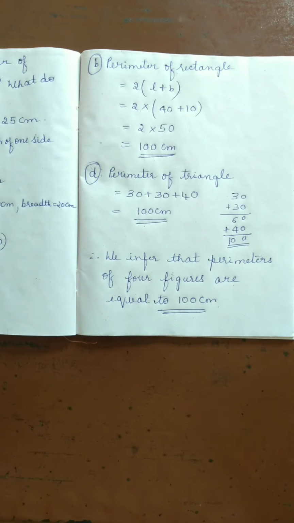This is about the exercise 10.1. We have mainly solved the problems based on perimeter of a square, perimeter of a rectangle and some of the regular closed polygons in which all the sides will be equal, that is regular pentagon, regular hexagon, equilateral triangle.